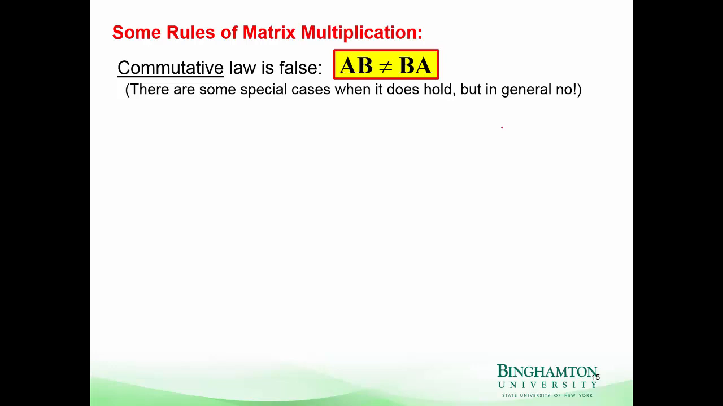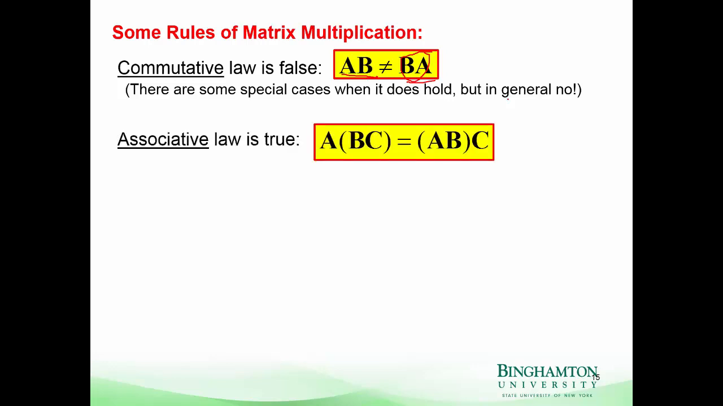Well, we've already talked about how AB is not necessarily equal to BA. It does hold in some special cases, but in general, it does not. So we can't say that this always is true. And in fact, it may not even be possible to form BA. We may have A times B allowable, but B times A might not even be defined, let alone equal to A times B.